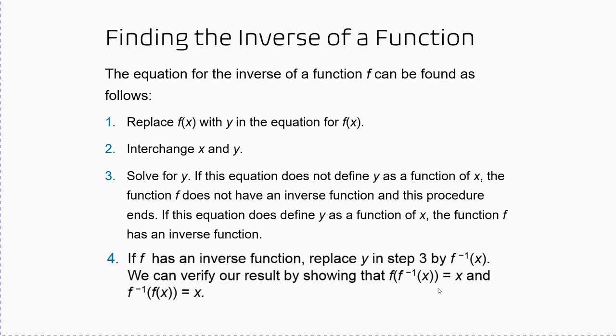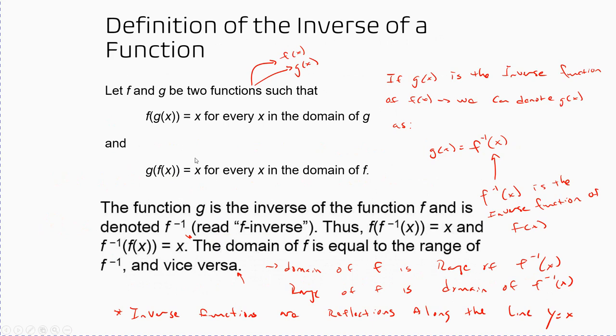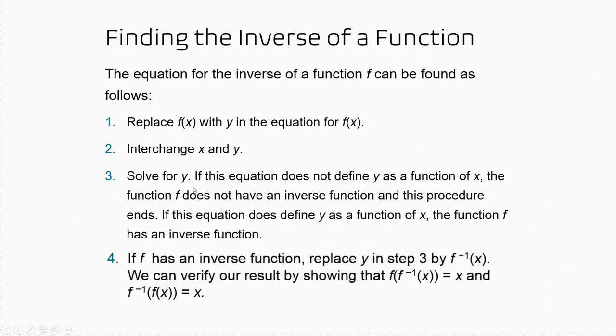So the first thing you're going to do is you're going to replace f of x with y in the equation for f of x. Okay, so here'll be the first example. Okay, and then I'll go through and I'll flip back and show you each of these steps. So let's find the inverse function of this. F of x is equal to 3x minus 4. Okay, I want to find the inverse function of this.